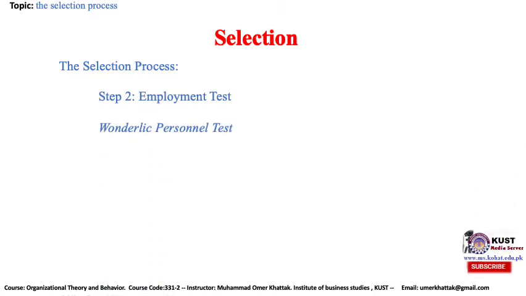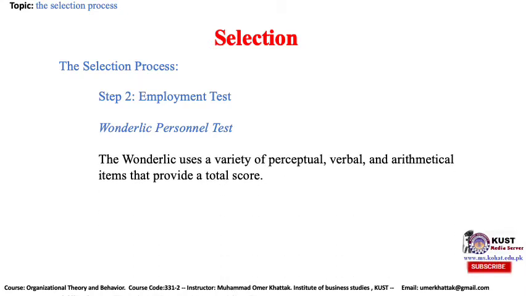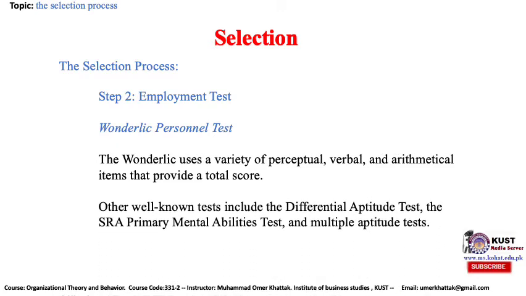Wonderlic Personnel Test. The Wonderlic uses a variety of perceptual, verbal, and arithmetical items that provide a total score. Other well-known tests include the Differential Aptitude Test, the SRA Primary Mental Abilities Test, and the Multiple Aptitude Test.